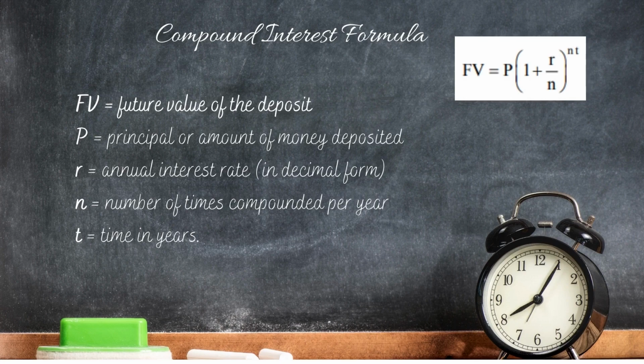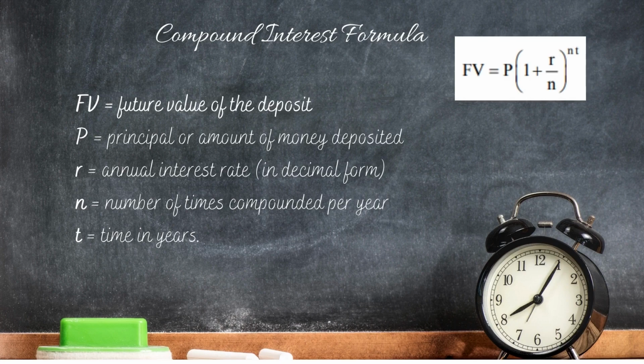P is the principal or amount of money deposited. R is the annual interest rate in decimal form, N is the number of times compounded per year, and T is the time in years.